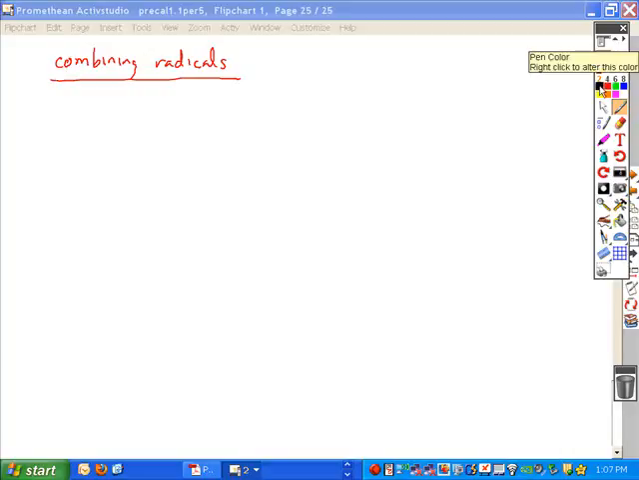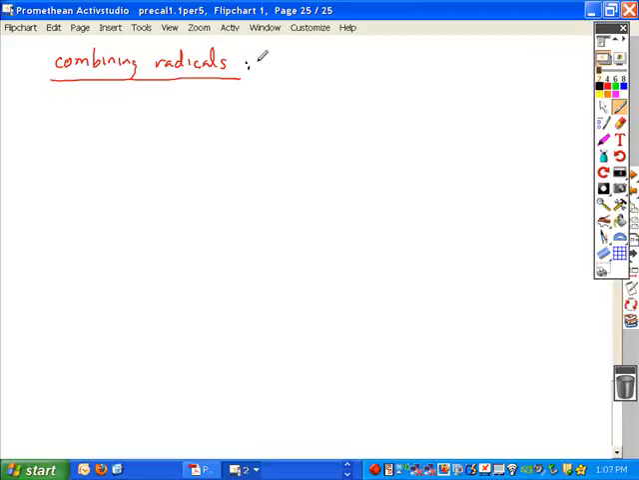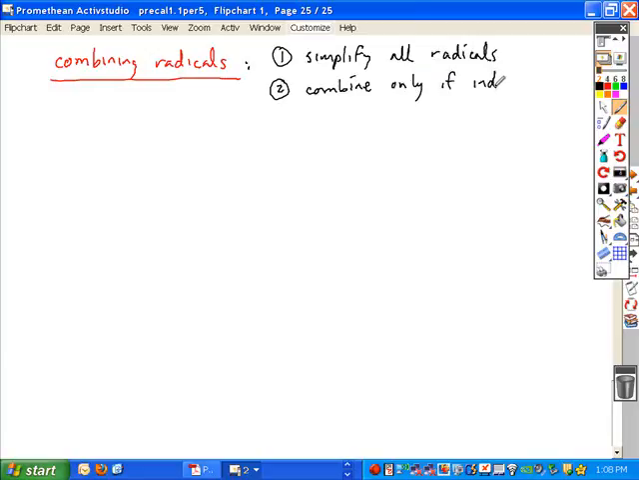Okay, combining radicals has a simple two-part process. Combining means adding and subtracting radicals. So first, you're going to simplify all the radicals involved in the problem. And then you're looking to combine, add, or subtract, but only if the index is the same.